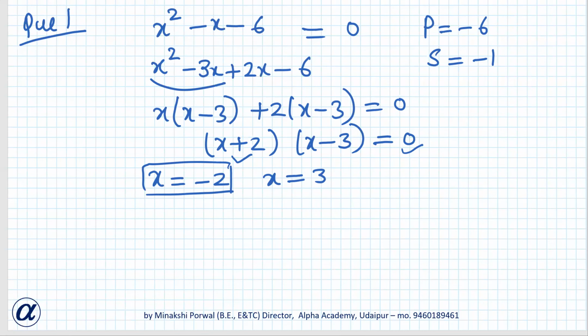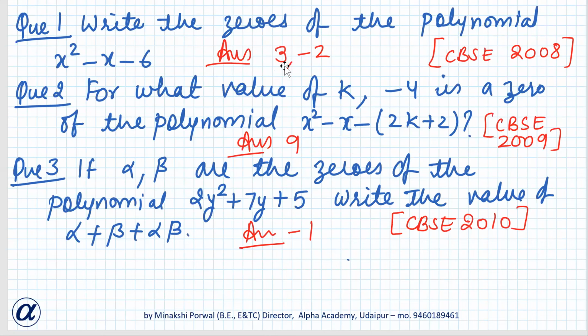And when we are putting x minus 3 equals to 0, we are getting 3. So these are the 2 zeros of x square minus x minus 6. Okay, so answer 1, the answer is minus 2 and 3. Question 1, the answer is minus 2 and 3. Okay, if any doubt is there, please feel free to ask.